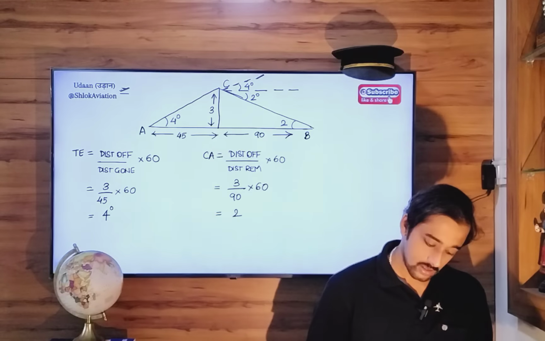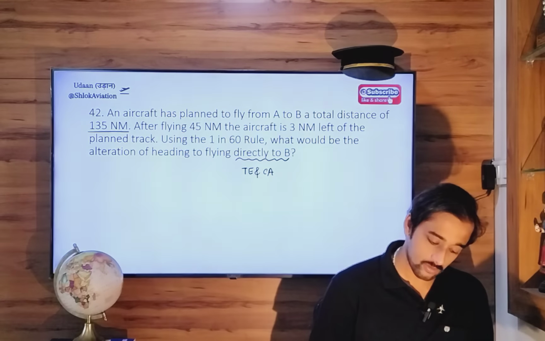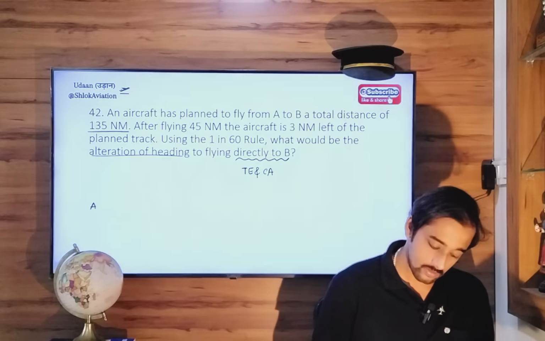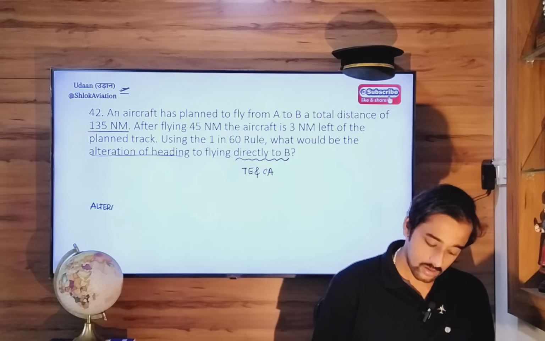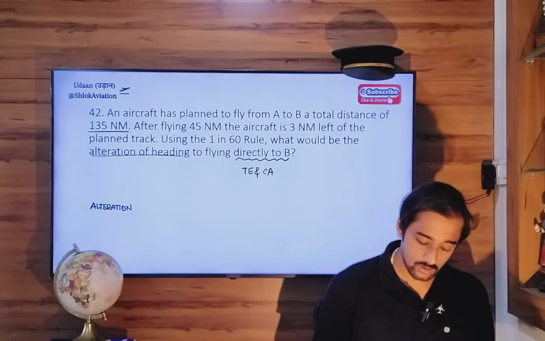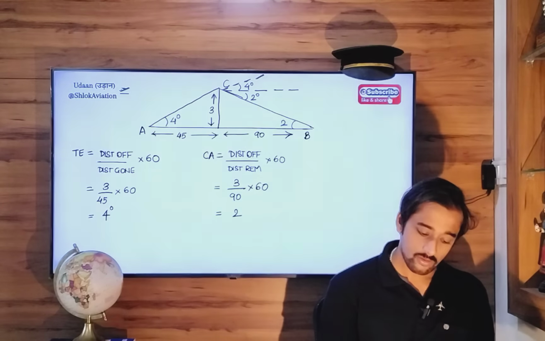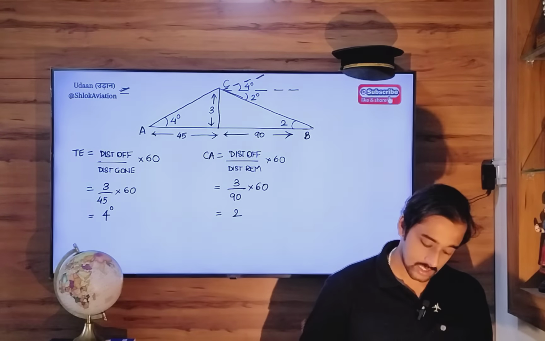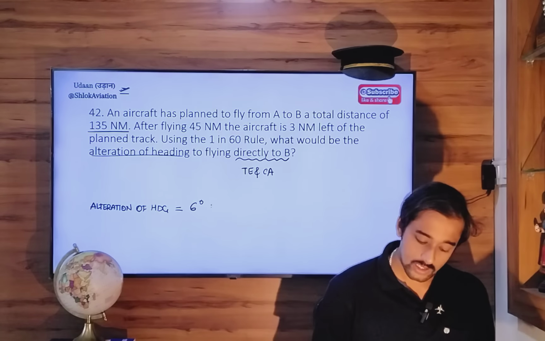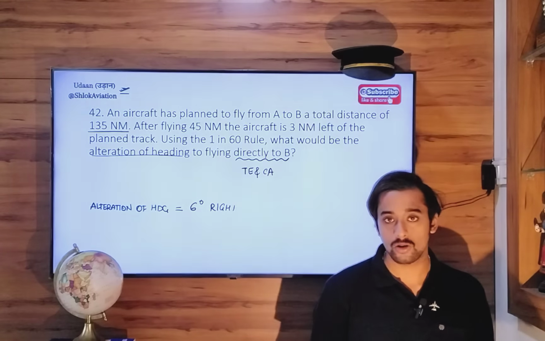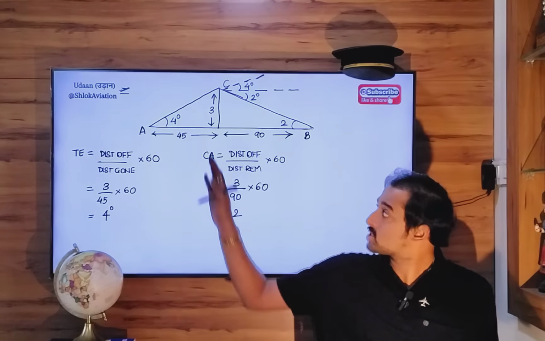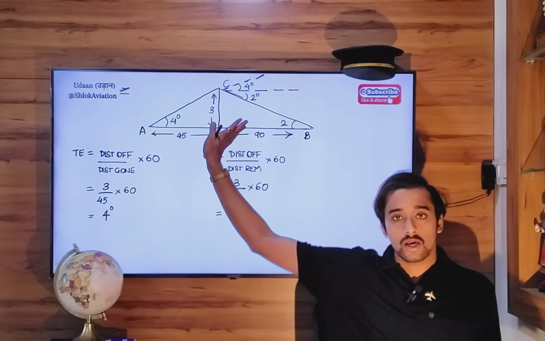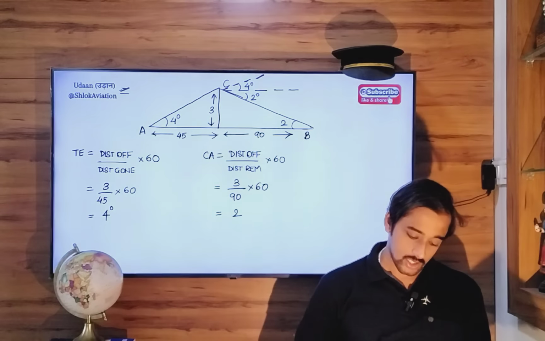So now final alteration in heading. So let's write it here. The alteration of heading will be equal to 4 plus 2, that is 6 degree. To what side? Right hand side or starboard. Okay, so alteration of heading will be 6 degree to the right hand side. Let's go to next question.